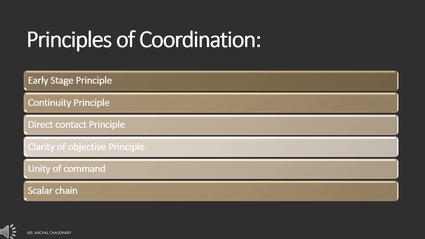Next is the direct contact principle. It states that the manager should directly contact their subordinates. Thus, it will help in building a good relation for managers with their subordinates.